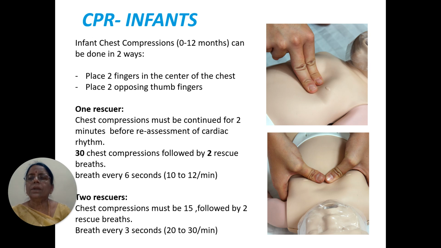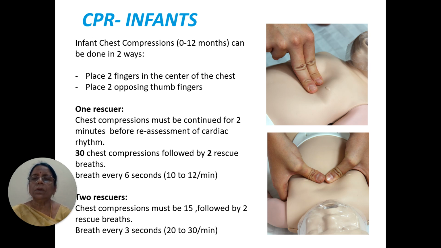So CPR in infants. Infant chest compressions, for infants 0 to 12 months, can be done in 2 ways. Place 2 fingers in the center of the chest or place 2 thumbs side by side, encircling the chest. This is the center of the chest, and these are the opposing thumbs. One rescuer chest compressions must be continued for 2 minutes before reassessment of cardiac rhythm.